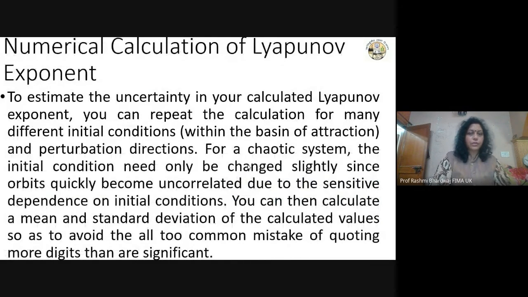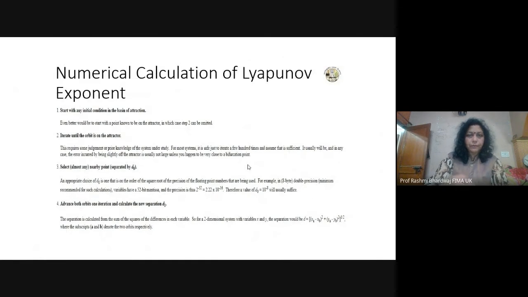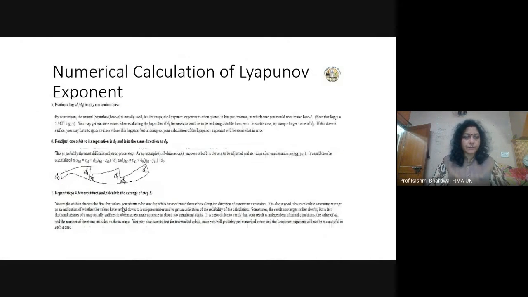Now we are coming to the numerical calculation. This is the algorithm: start with any initial condition in the basin of attraction. Then we are finding the orbit and the attractor. Select the nearby points. Advance both orbits, as we have discussed, using the Gram-Schmidt orthonormalization. This is giving you the complete one.